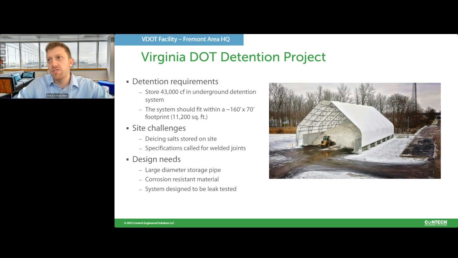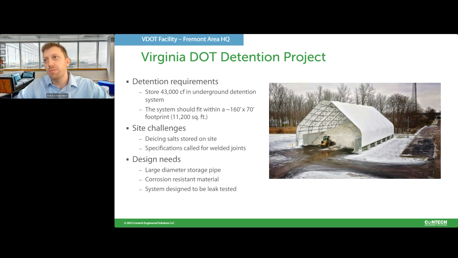The second challenge was that the site was being used to store calcium chloride, road salt, and other de-icing agents. So the stormwater runoff that was going to be stored in the detention system was going to have a high concentration of salt. So we needed to deal with a highly corrosive environment for detention. And lastly, the specifications called for a welded joint or a similar design for the detention system. So essentially we needed a large diameter, corrosion resistant pipe with a welded joint coupler.